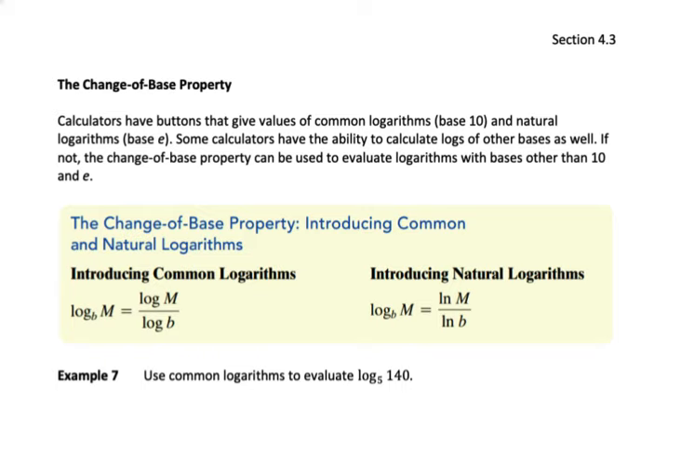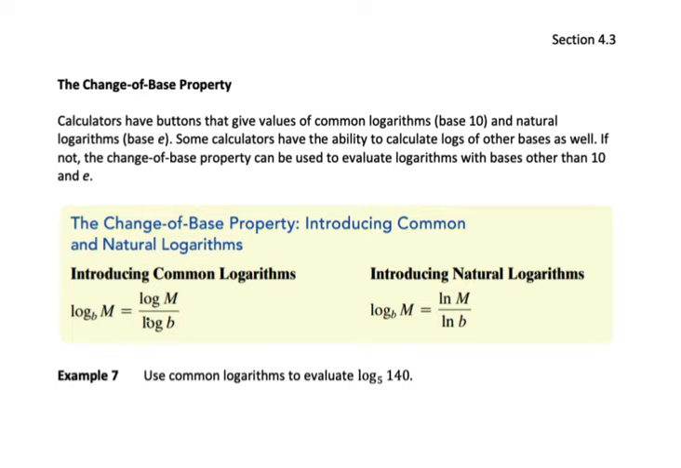In this video for section 4.3, we're going to talk about the change of base property. As we've talked about before, your calculator will have a button to give the value of common logarithms, logs with base 10, and natural logarithms, logs with base e. Some calculators do have the ability to calculate logs of other bases. Sometimes if you hit the log button, a little box will come up that will allow you to type in a different base. If not, then you use the change of base property to evaluate logarithms on your calculator.